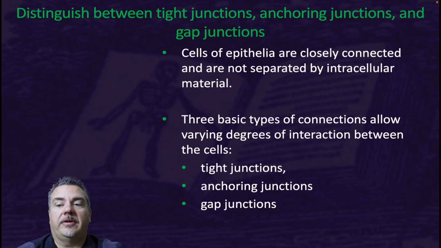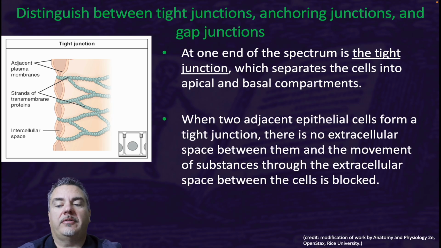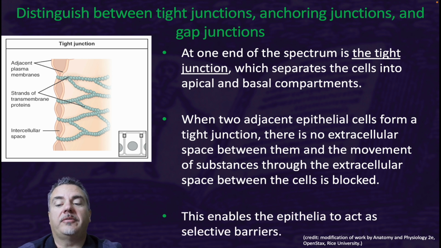The cells of the epithelia are closely connected and are not separated by intracellular material. Three basic types of connections allow varying degrees of interaction between the cells, this being tight junctions, anchoring junctions, and gap junctions. At one end of the spectrum is the tight junction, which separates the cells into apical and basal compartments. When two adjacent epithelial cells form a tight junction, there is no extracellular space between them, and the movement of substances through the extracellular space between the cells is blocked. This enables the epithelia to act as selective barriers.